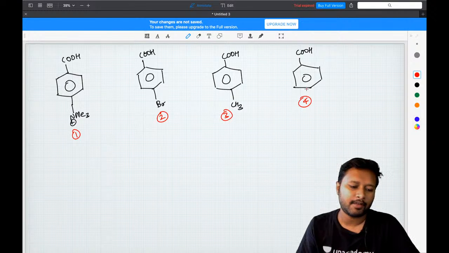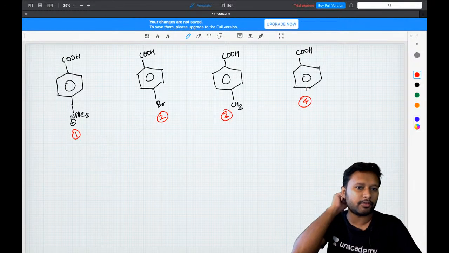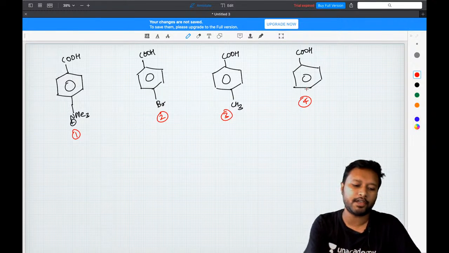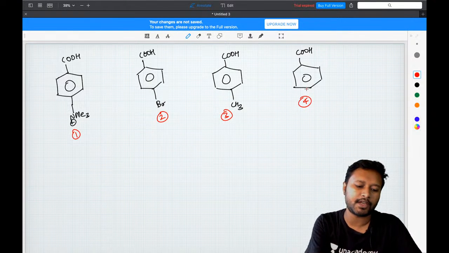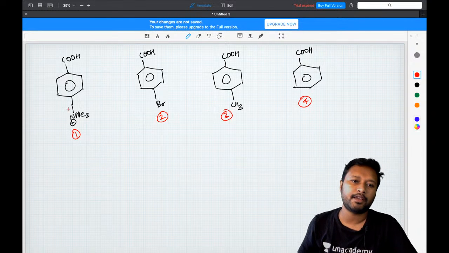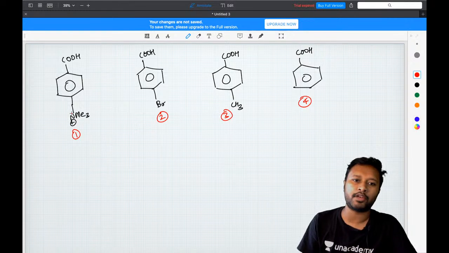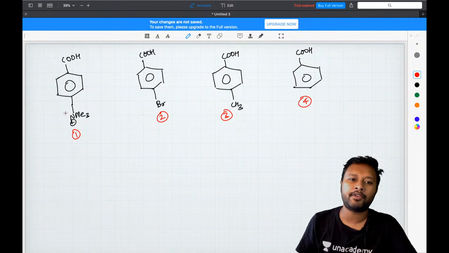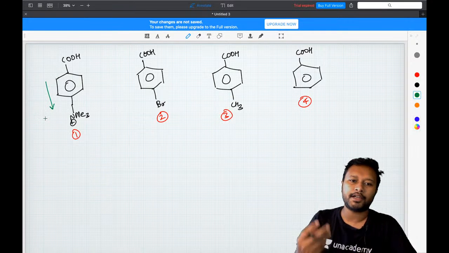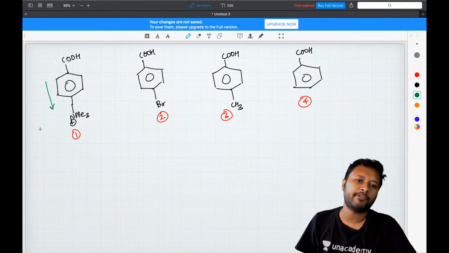Just tell me one thing. Nitrogen having a positive charge on it, what effect does it apply? It will try to attract electrons towards itself. You can understand in this way that it is very unstable to have a positive charge on the nitrogen group. So in that case, it will try to attract electrons towards itself with what effect? With minus R effect. It's going to apply this minus R effect with more ability compared to bromine.